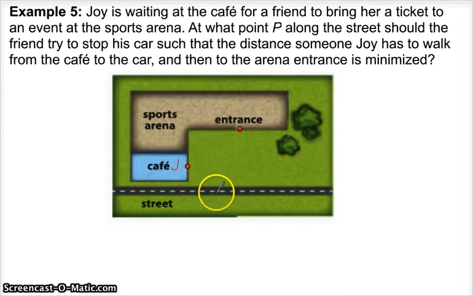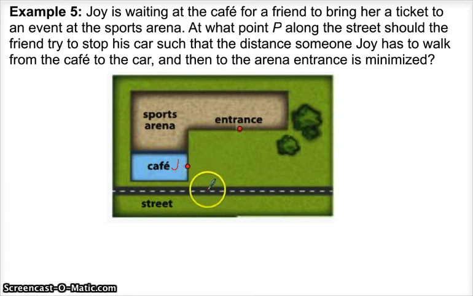And then she's going to walk from that car. Like maybe it's here, maybe it's here. The question is, where should she go along the road to meet that person at the car, and then walk to this entrance, assuming that it's okay to walk on all this lovely grass. I guess there's no sidewalks where she's at. What kind of sports arena is she going to? Anyway, so she goes towards the road and towards the entrance.